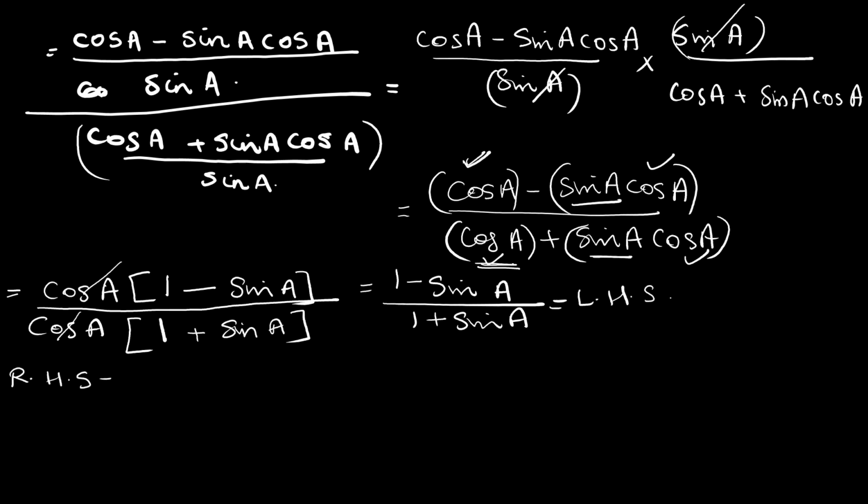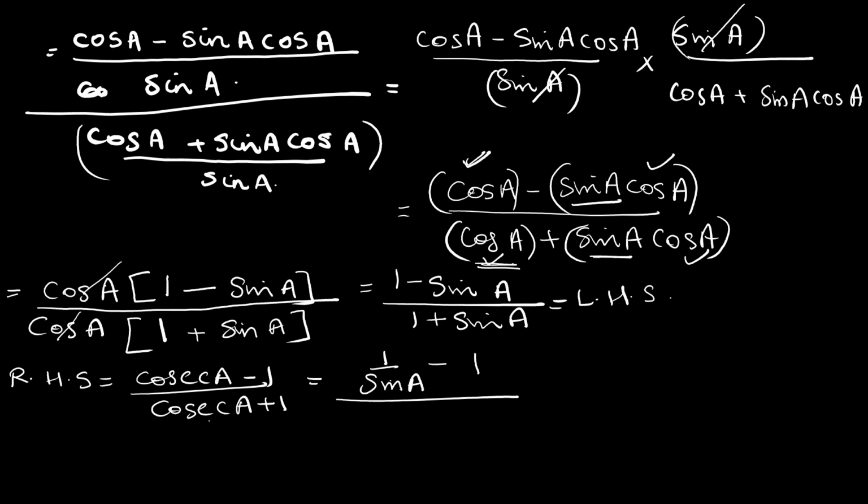What is the RHS given in the question? Cosec A minus 1 divided by cosec A plus 1. Now what is cosec A? Cosec A is the reciprocal of sin A, that is 1 by sin A minus 1 divided by, again cosec A is 1 by sin A plus 1. So first we'll see the numerator. This is 1 by 1. So what is the LCM here? LCM is sin A.